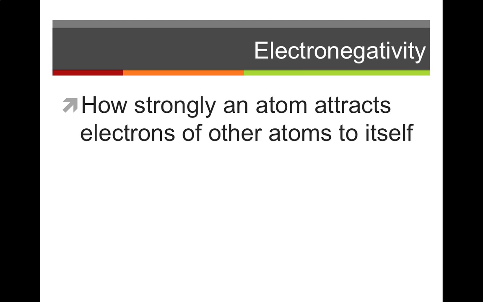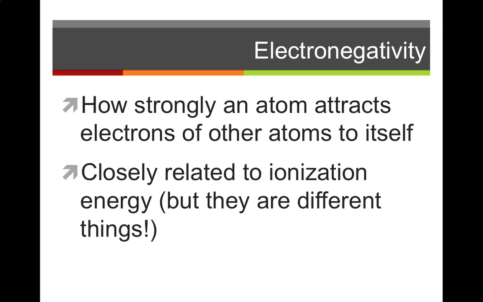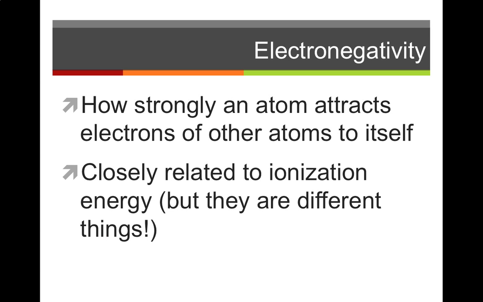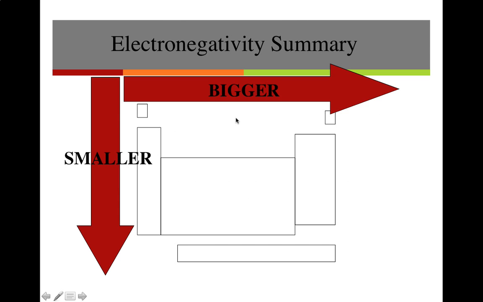Electronegativity is a different term to make another flashcard for. It's how strongly an atom attracts electrons of other atoms to itself. So you can see this unit requires a lot of reasoning, but also a lot of definition memorizing, so flashcards are going to come in handy. This is closely related to the ionization energy, but they are different things. Notice our definitions are different, so make sure you know that they are different, but the trends are the same.